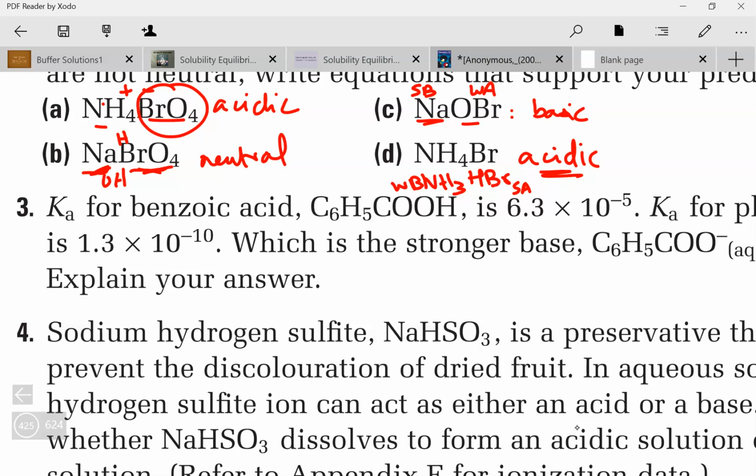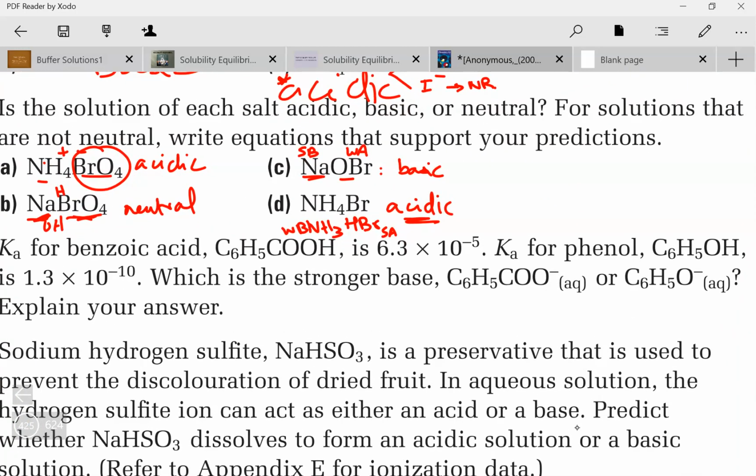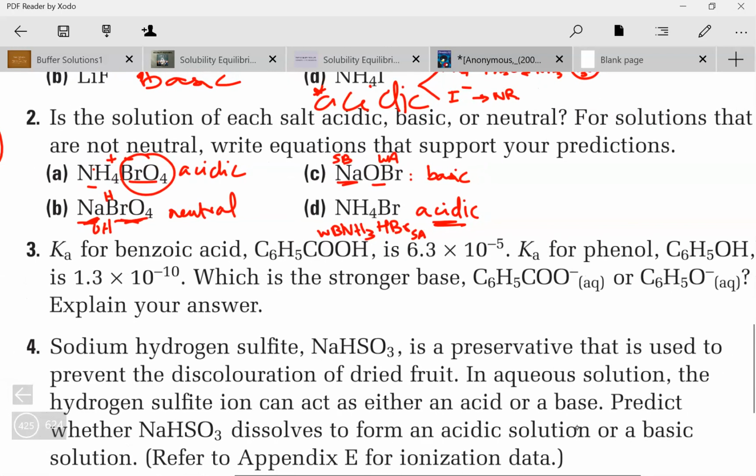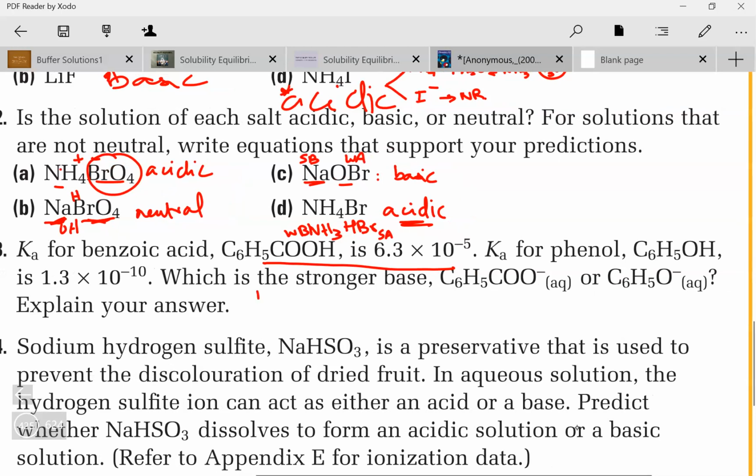Ka for benzoic acid is 6.3 times 10 to the power negative 5. Ka for phenol is that guy, which is a stronger base. This is very similar to the one that we just did. So I know that benzoic acid is a stronger acid because it has a higher Ka. So we'll say benzoic acid is stronger because it has a higher Ka. It's not a strong acid, it's just stronger than phenol.